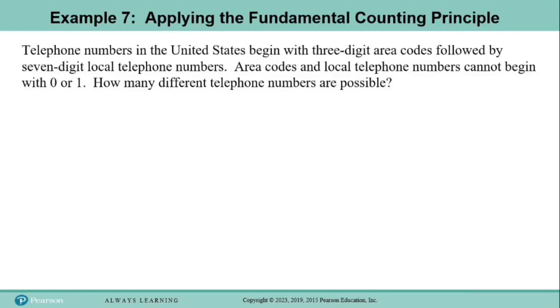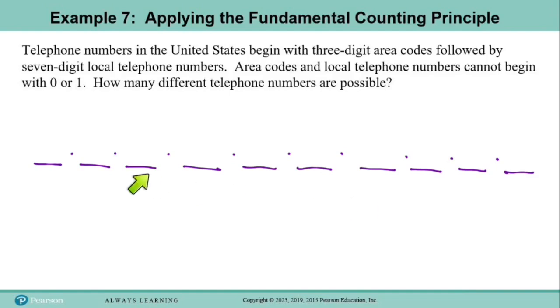Okay, so if we're going to choose digits for a phone number, we need a blank for each digit. The area code is 3 digits, and then the local telephone number is 7 digits. So we need a blank for each of those. That's 10 blanks total. Now, for the area code and the local telephone number, we have to make sure that they don't start with 0 or 1.